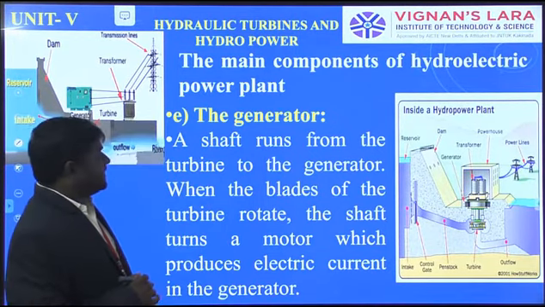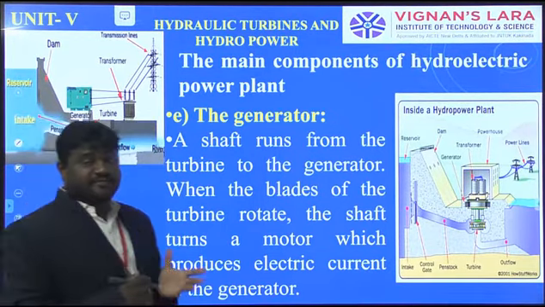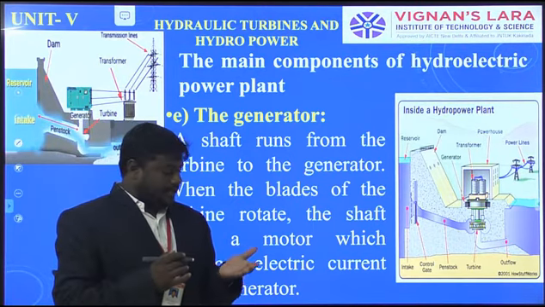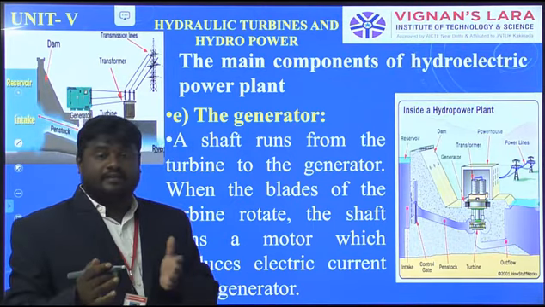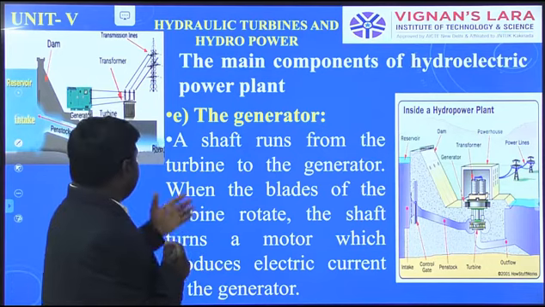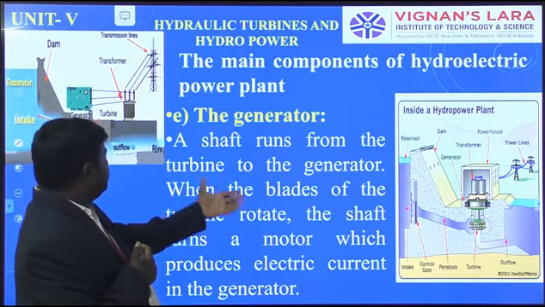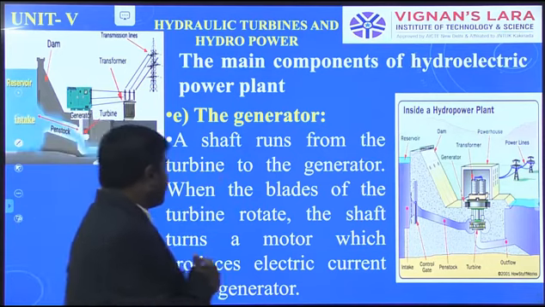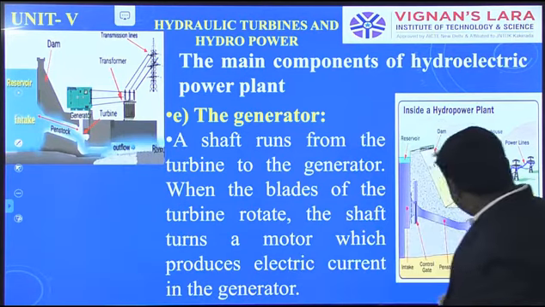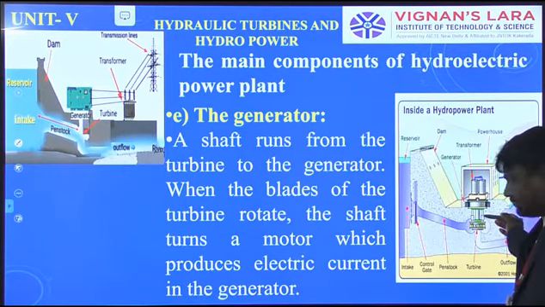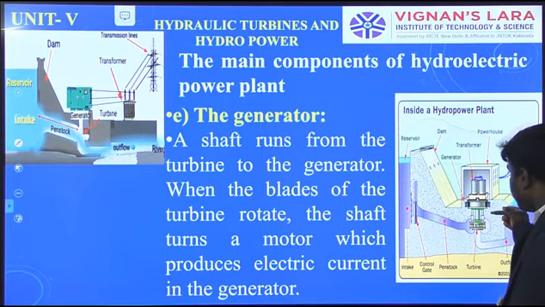The next component is the generator. The main function of the generator is to convert mechanical energy into electrical energy. Here, a shaft runs from the turbine to the generator. This one is the shaft, this is the turbine, and this is the generator.